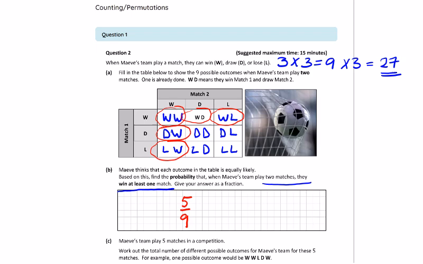May's team play 5 matches in a competition. Work out the total number of different possible outcomes for these 5 matches. So there's 3 to the power of 5 here would be the simple answer. Or 3 by 3 by 3, 3 in each. We saw 27 for 3, then 81, 81 by 3, 3 to the power of 5, 243 will be the amount of different outcomes in 5 matches.